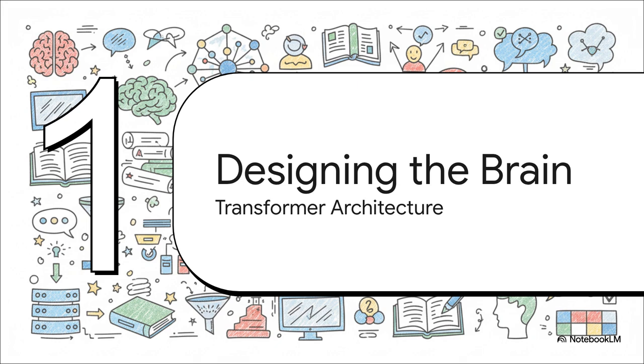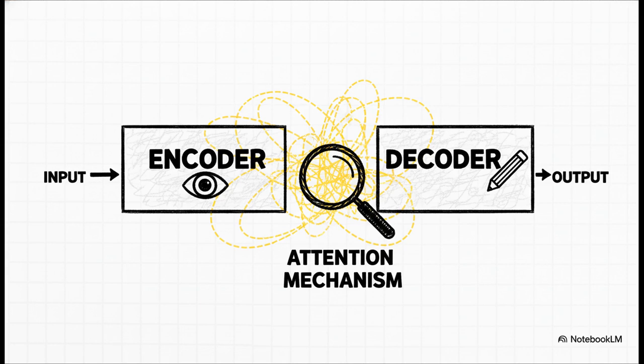Okay, so our machine can now process words as numbers. Awesome. But to actually make sense of them, it needs a brain. And for pretty much every modern LLM you've heard of, that brain is built using a truly revolutionary blueprint called the transformer architecture. This whole thing came from a groundbreaking paper back in 2017 called Attention Is All You Need. And seriously, it was a total game changer.